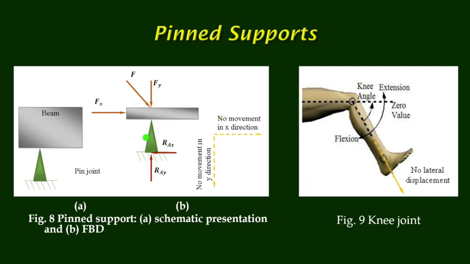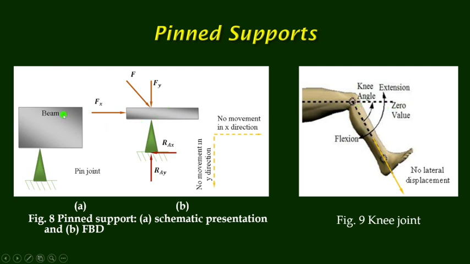Then consider the pin support, and the corresponding joint is the pin joint. So what is a pin joint? Here it is given the example of the knee joint. You know, the knee can rotate like this, but it cannot move from the joint.